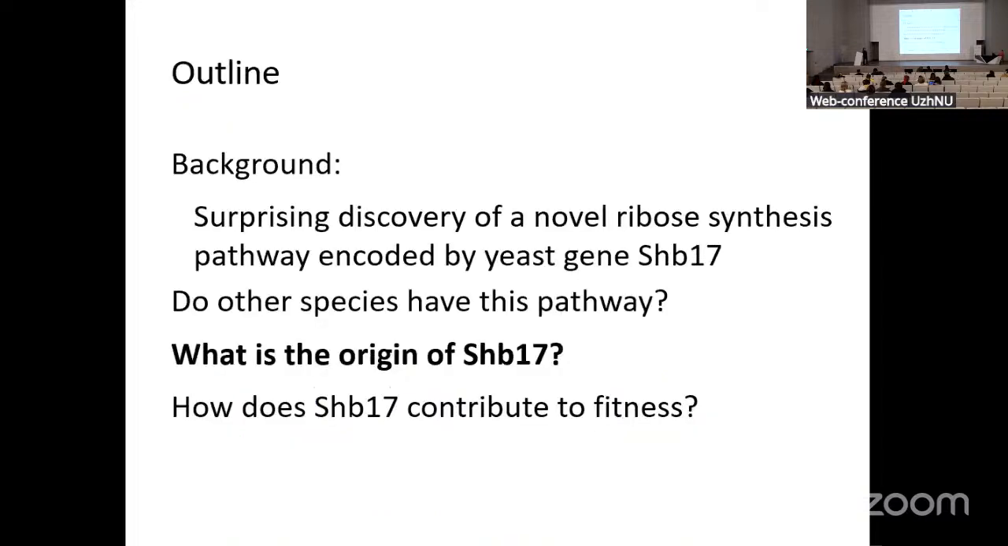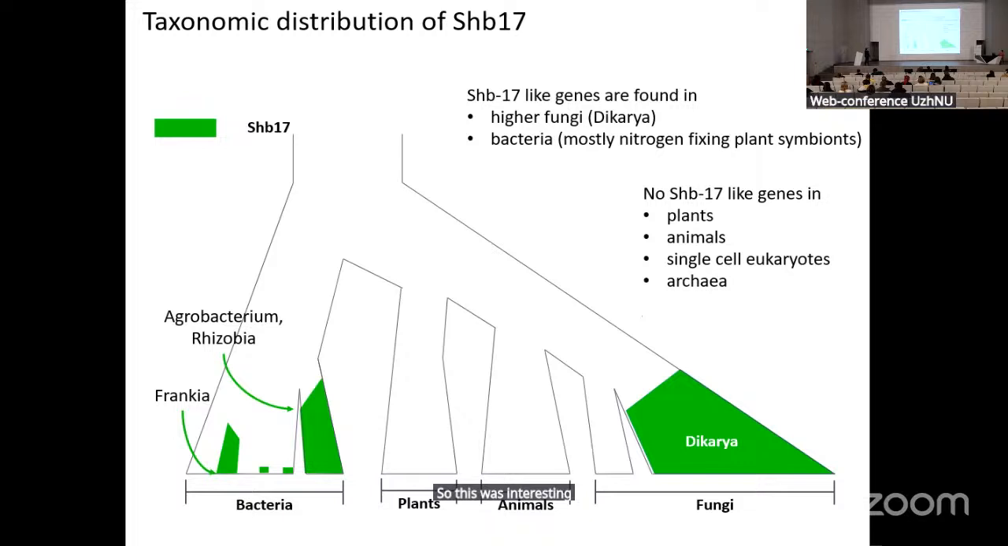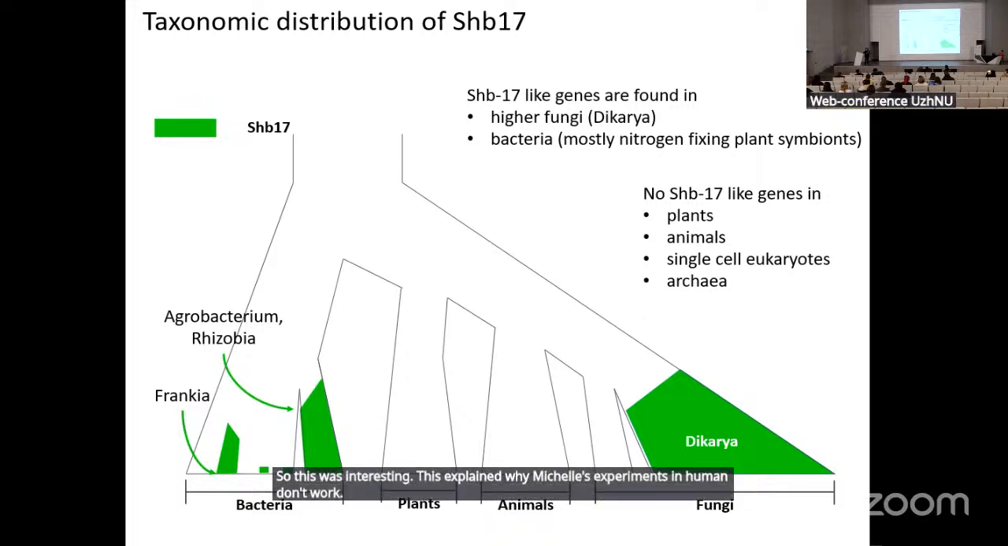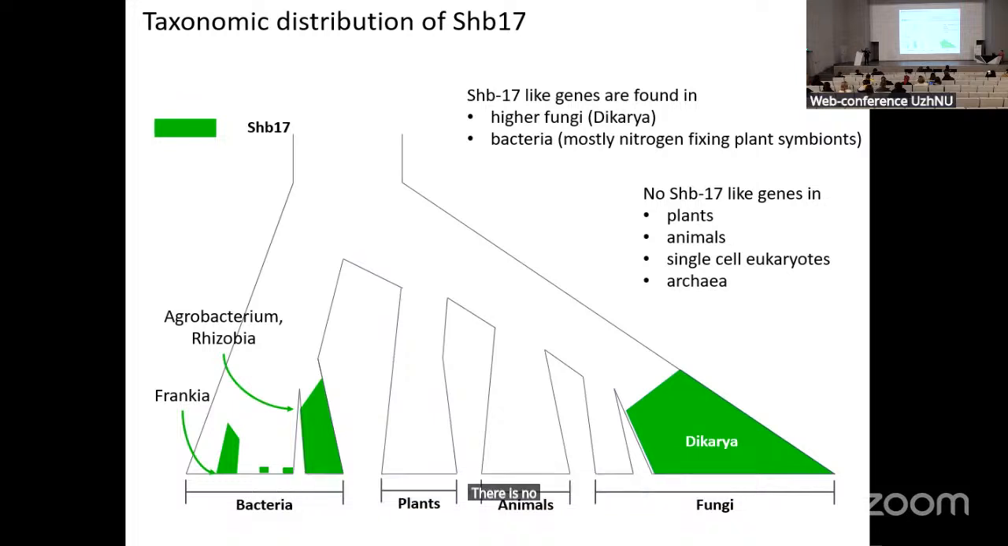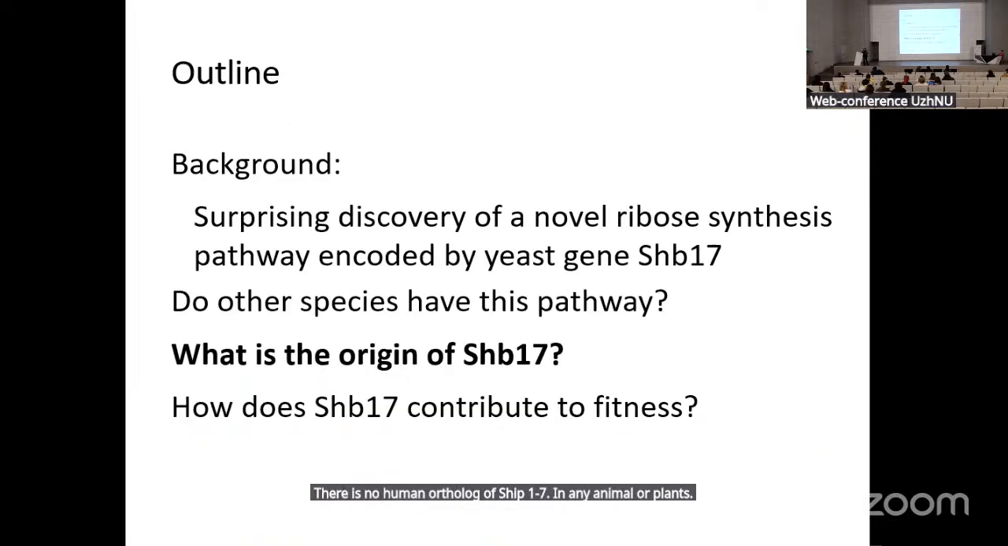So this was interesting, and this explained why Michel's experiments in human don't work. There is no human ortholog of SHIB17 in any animal or plants. So how did we get this distribution where we have two distantly related taxonomic groups that both have copies of this gene?